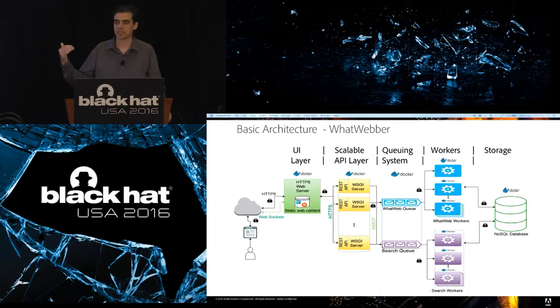And this design was actually easier to show in the slide than the full SAF, but it has all the properties. So what he wanted to be able to do is run a tool called WhatWeb to be able to fingerprint websites. And he wanted to be able to do it in a scalable manner. And so you can see that he separated out the UI layer from the scalable API layer, from the queuing system, from the workers, and the storage.